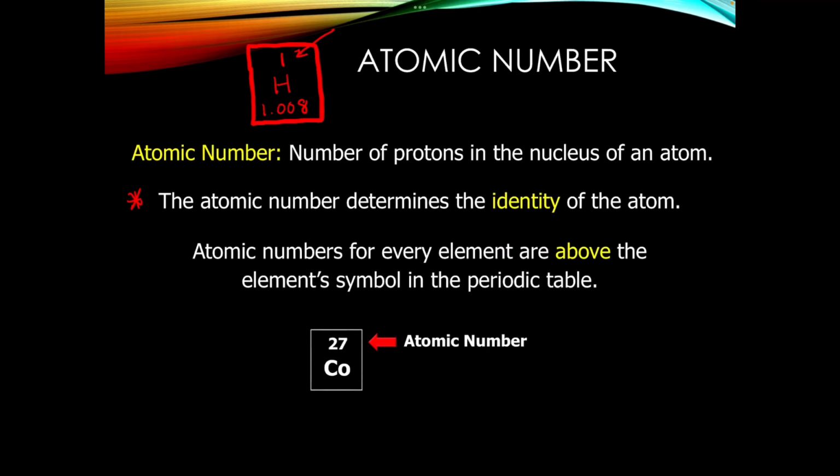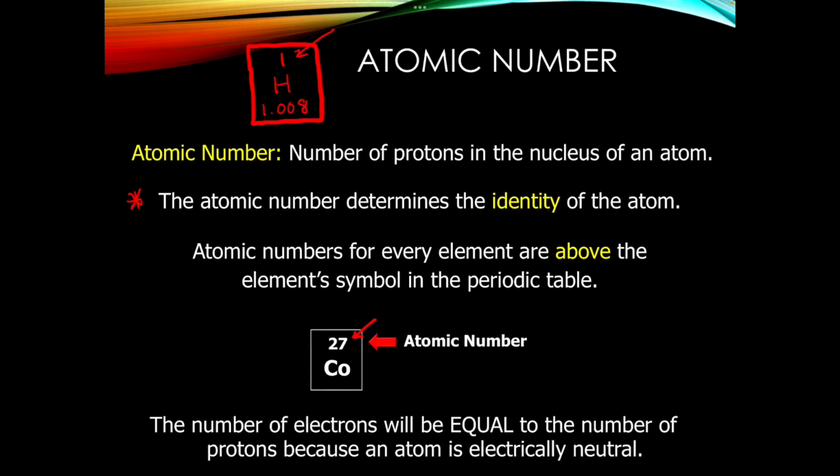So our atomic number is always going to be the one on the top, above the element symbol. It's always going to be a whole number. So if you can't remember if it's on the top or the bottom, our atomic number is always a whole number. You have to have a whole number of protons. You're not having like 2.5 protons, right? You're always going to have a whole number.